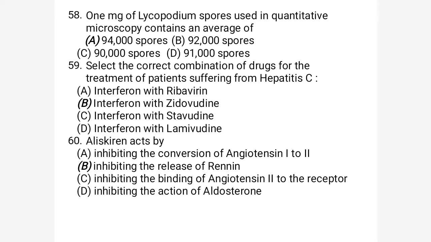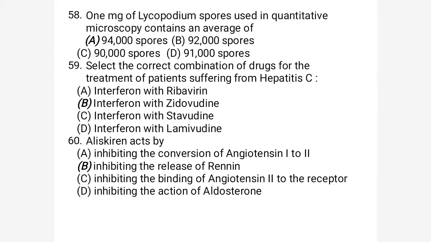Next, question 59. Select the correct combination of drugs for the treatment of a patient suffering from hepatitis C. Hepatitis A, B, C. Hepatitis C, you can say serum hepatitis, blood hepatitis. So which drug can be used for serum hepatitis C? Along with interferon, a reverse transcriptase inhibitor drug can be used. The reverse transcriptase drug here is zidovudine. So the correct answer is interferon with zidovudine.